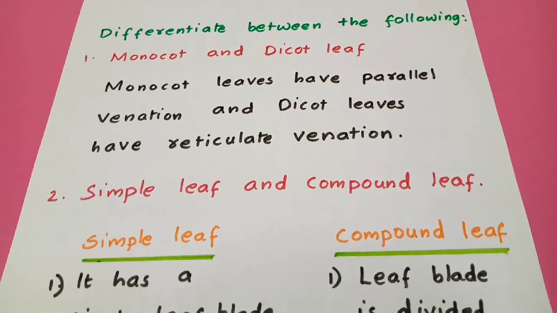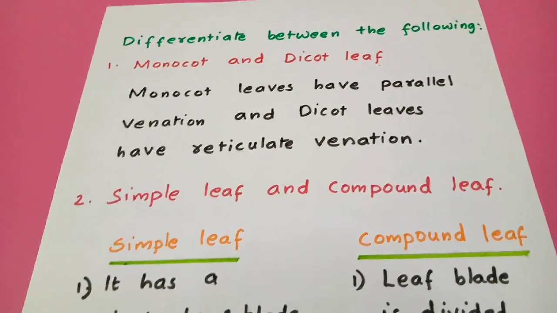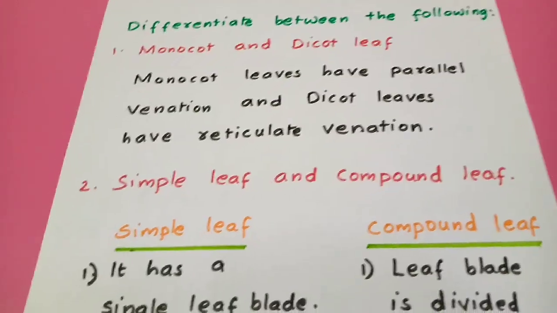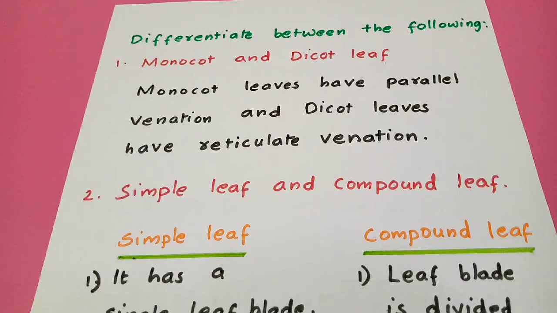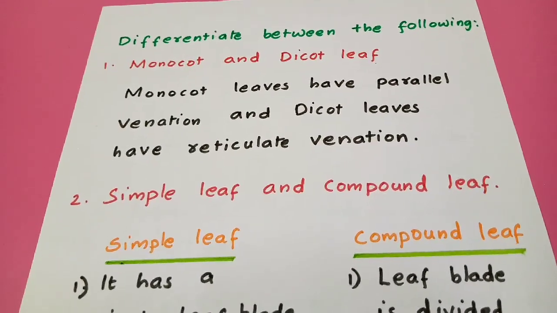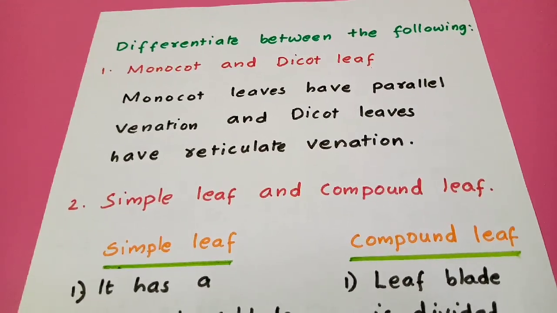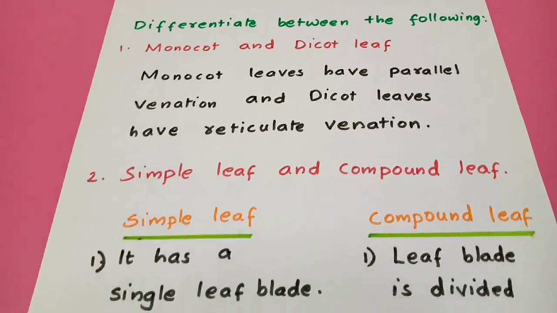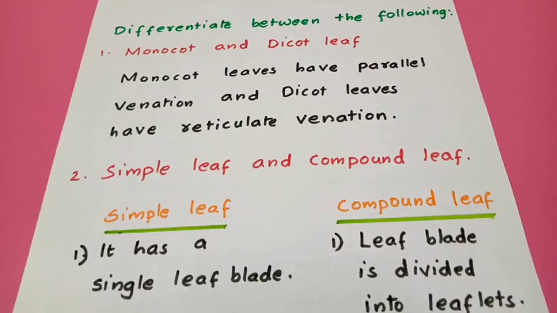The next group question is differentiate between the following. First question is differentiate between monocot and dicot. So monocot leaves have parallel venation and dicot leaves have reticulate venation. This is the difference between monocot leaf and dicot leaf, the main difference.